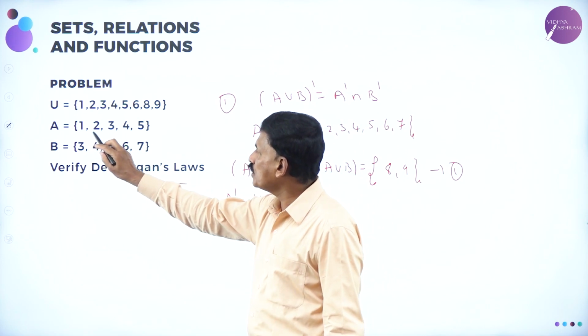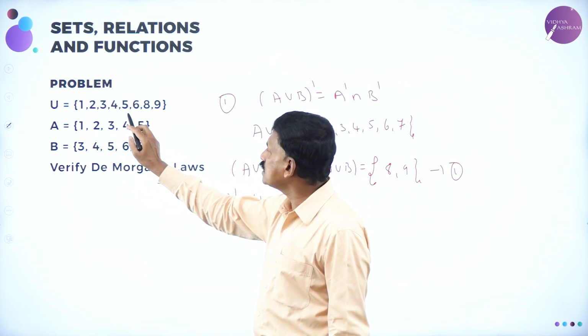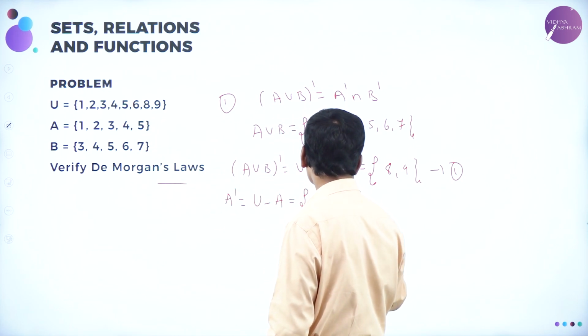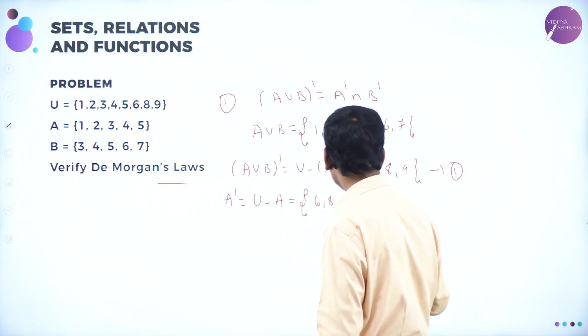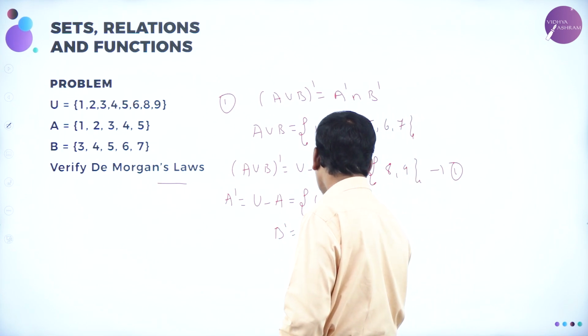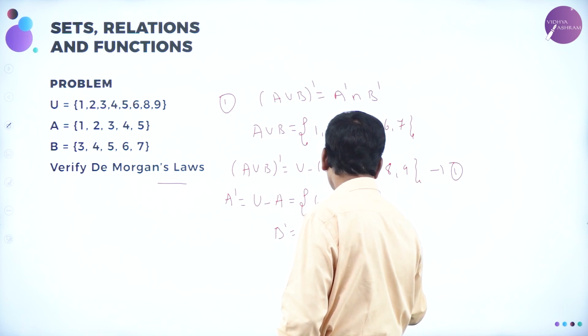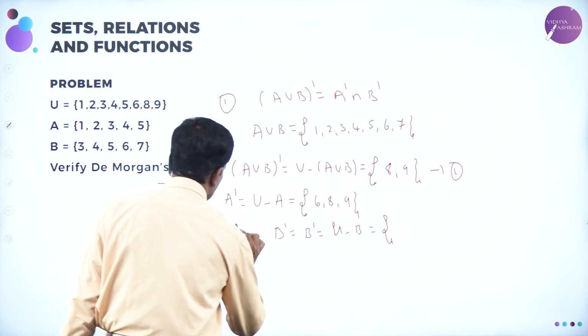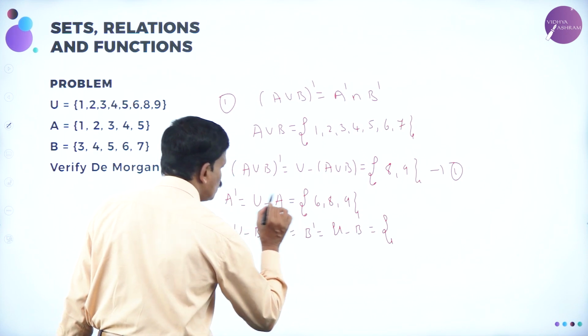So, in A we have 1, 2, 3, 4, 5. Other than this is 6, 8 and 9. A dash is 6, 8 and 9. Similarly, find out B dash. Complement of B is nothing but U minus B. All the elements which are in U but not in B. U minus B is called B dash.